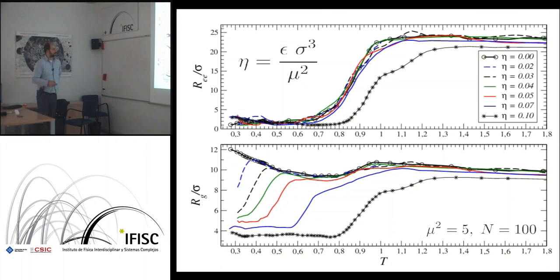The collapse occurs at higher temperatures the higher the value of eta. And as we can see, the decay has two steps, or three in some cases, and we will try to explain that. Also, in the case of eta zero, the non-sticky case, what we see is that initially the chain extends a little bit, then compresses, and then extends again.